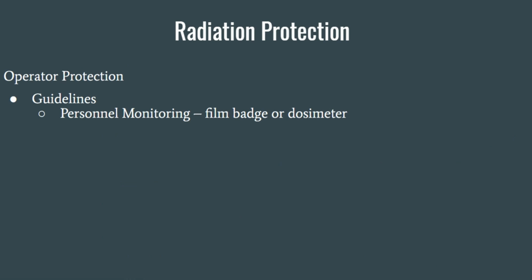There's also personnel monitoring, and this is using a film badge or something called a dosimeter badge to monitor any radiation that you may be exposed to as the operator. These badges need to be worn at a specific level. It's either the chest or the waist. It depends on the type of badge you have and what that manufacturer dictates. So just make sure you're paying attention to where it tells you to wear that badge. Otherwise, it might not monitor you correctly.